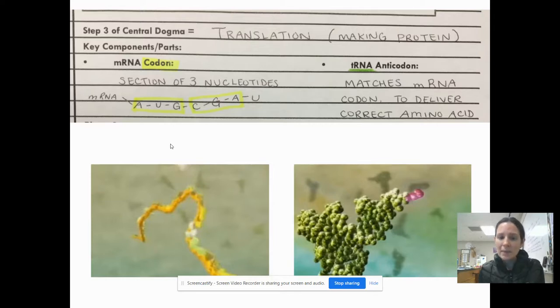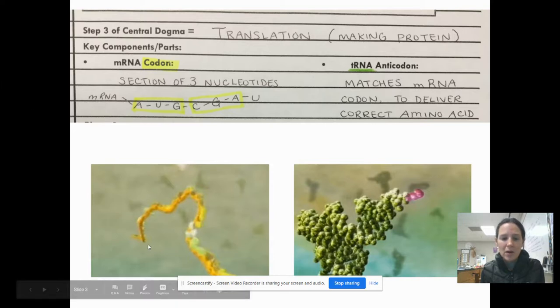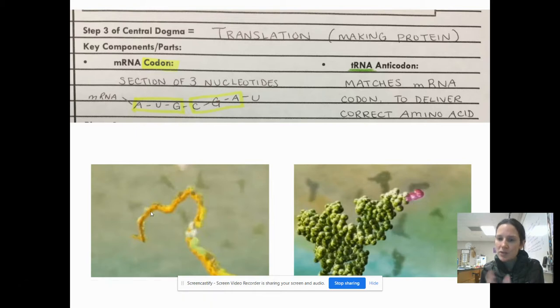So that step involves two key components. First, we have our mRNA, the messenger RNA. It's just a really simple chain of instructions, and we're going to read that a section at a time. So 3 letters at a time. And each of those little chunks of mRNA, 3 letters at a time, is called a codon.